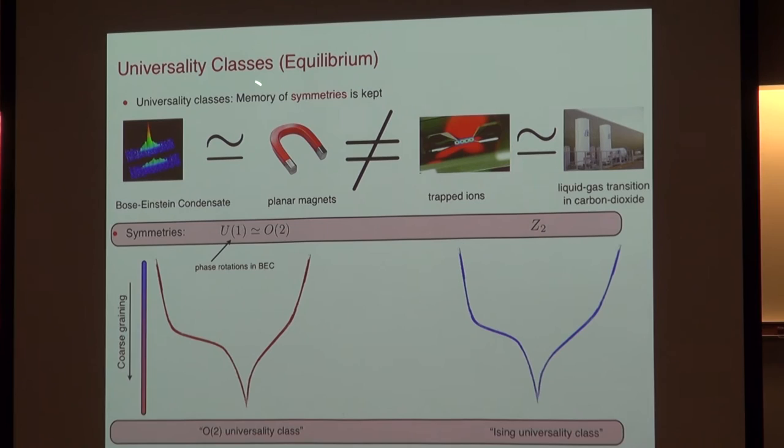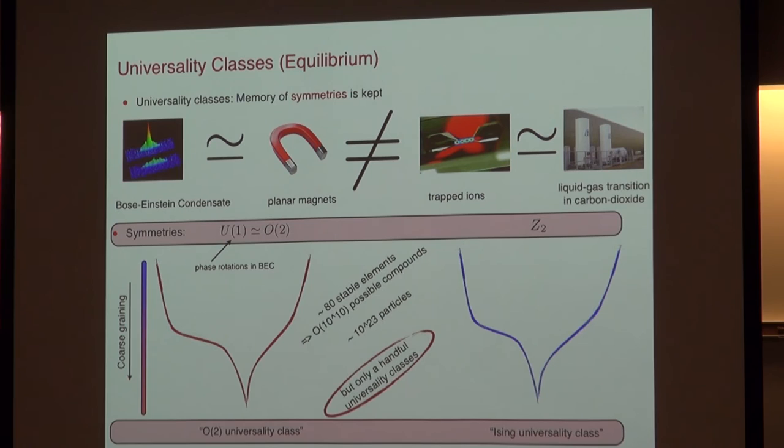But there is a twist, and that is that memory on symmetries, and that's why I'm emphasizing it so much, is actually kept. And that is the reason why this Bose condensate and the planar magnet share the same symmetries. The phase rotation symmetry of the Bose condensate is essentially the same as the spin rotations in a plane, and that's why they flow to the same O(2) universality class, while trapped ions, which generically just have a discrete Z2 symmetry, flow into the same universality class as the liquid-gas transition in linear carbon dioxide molecules, which is the Ising universality class.